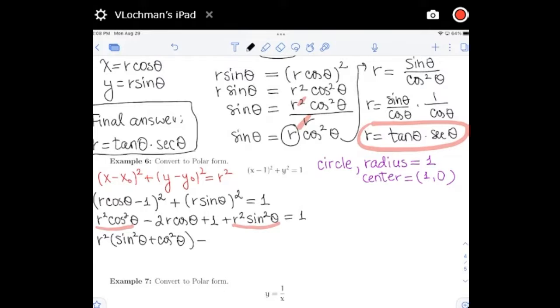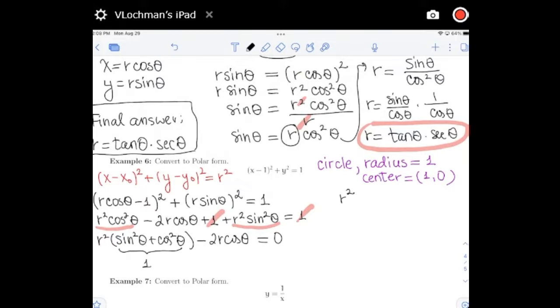And then here I get negative 2r cosine theta. And then this 1 and 1, they can also be canceled out, right? So what do we get here? 0 on this side. Okay, what is this expression? You guys know what that is, right? That's 1. Yes, that's our fundamental trig identity, right? Okay, very good. So we recognize that.